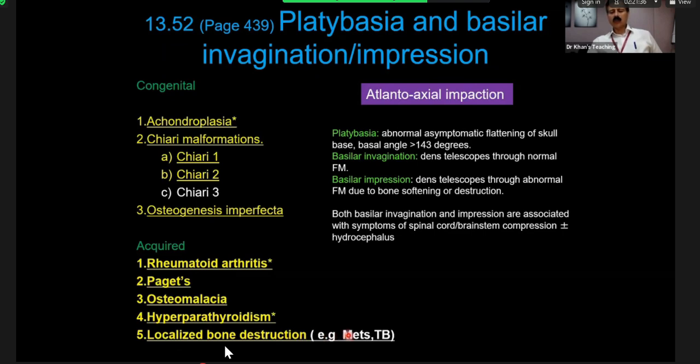There is a bit of overlap in literature, and some of the old literature uses this term, atlantoaxial impaction. So don't get confused. This is similar to what I showed you in this RA case, atlantoaxial impaction. These are the definitions, but this word is not given in Chapman. So this word should also be in your vocabulary so that you don't get confused.